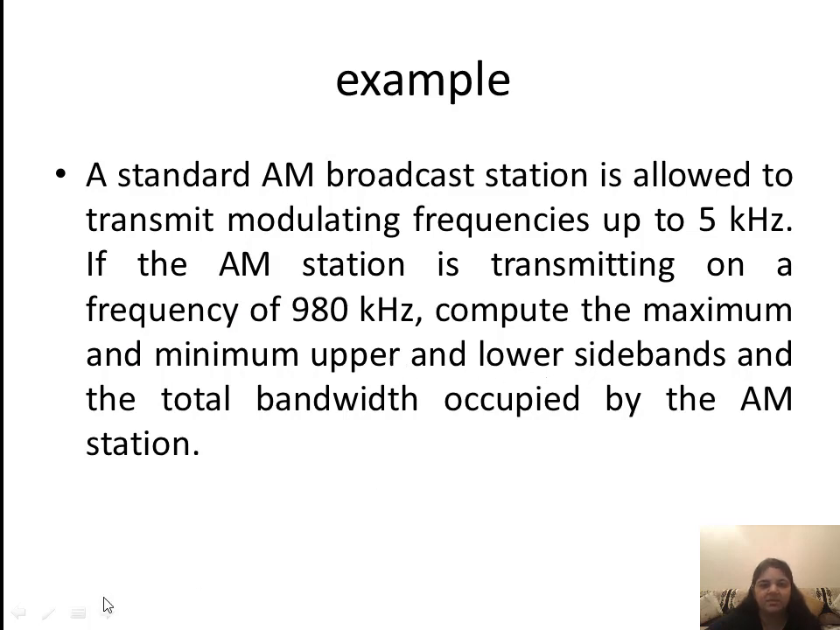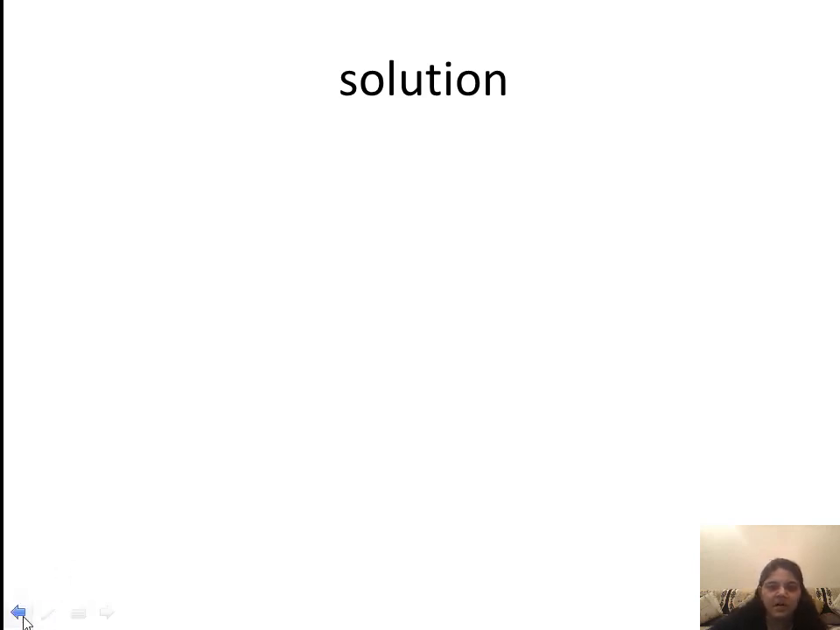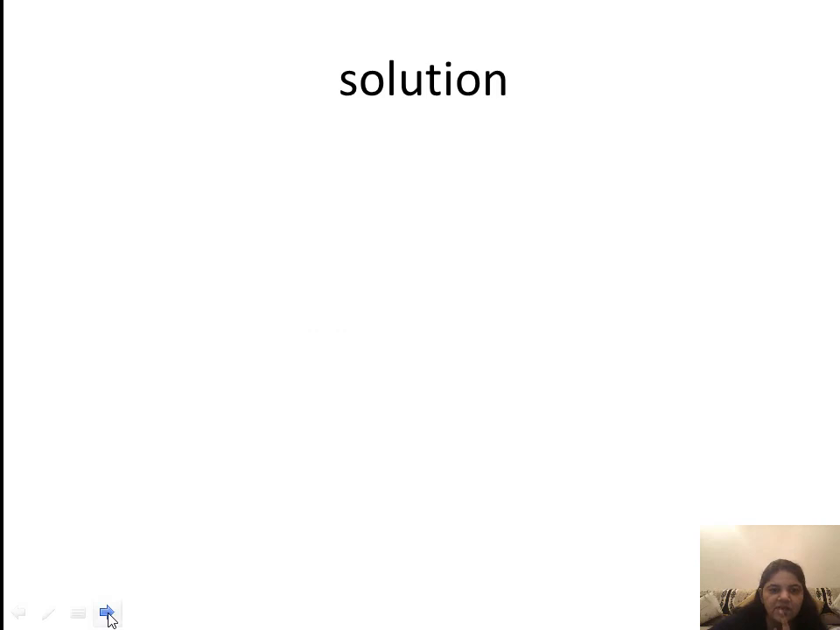So we know that the frequency given to us is for the upper sideband. This frequency is 980 kilohertz. So 980 plus 5 is equal to 985 kilohertz.